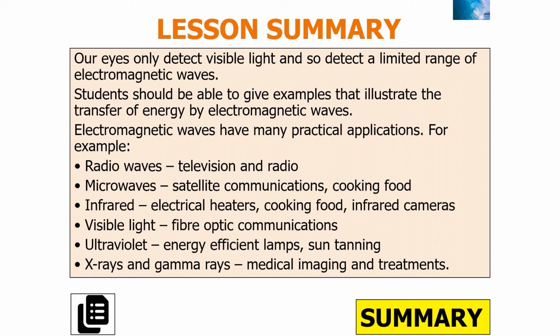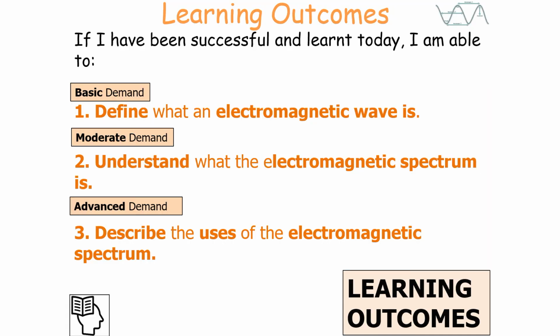And you should be able to give examples indicating the transfer of energy by electromagnetic waves. And we've got our practical applications of electromagnetic waves. Radio is used for television and radio. Microwaves are used for satellite communications and cooking food. Infrared is used for electrical heaters, cooking food and infrared cameras. Visible light is used for fiber optic communications. Ultraviolet is used for energy efficient lamps and sun tanning, and X-rays and gamma rays are used for medical imaging and treatments. So if you've been successful in today's lesson, you should be able to define what an electromagnetic wave is, understand what the electromagnetic spectrum is, and describe the uses of the electromagnetic spectrum.